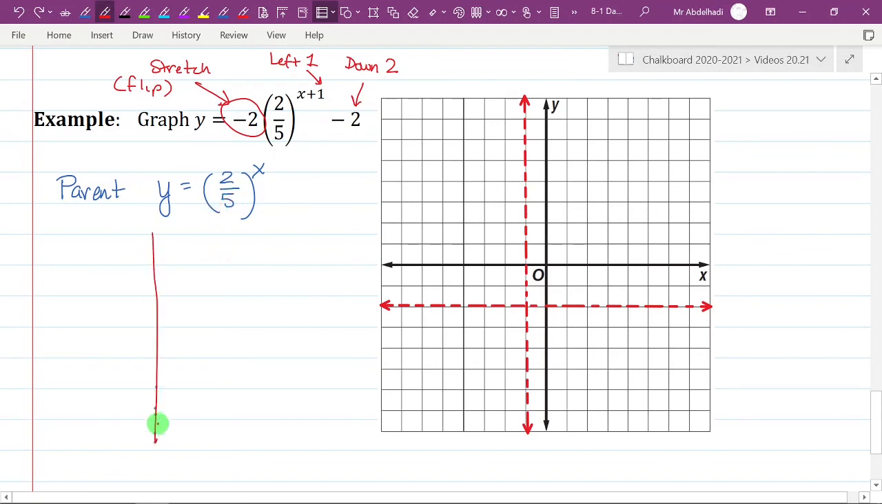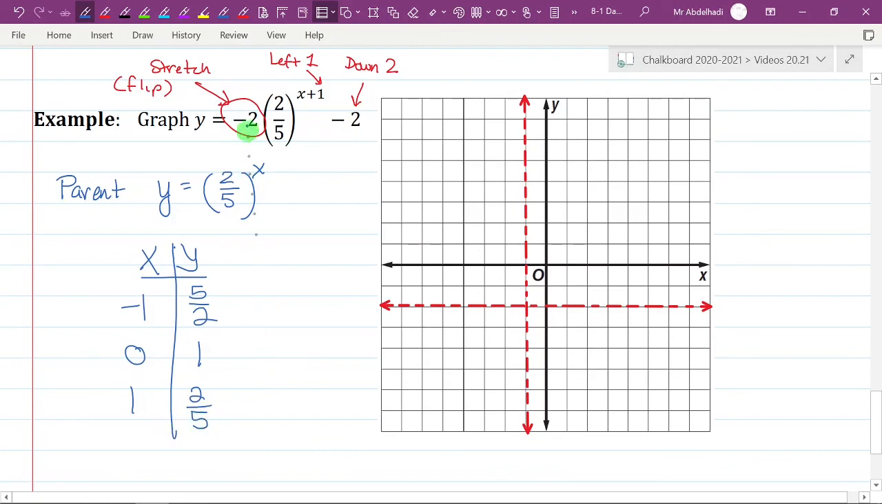So let's see. X and Y, -1, 0, and 1, still the same 3 x's that we're using here. 2/5 to the x, when x is -1, well, 2/5 to the -1 is just 5/2, just flip it upside down. 2/5 to the 0 is 1, because anything to the 0 power is 1. And 2/5 to the first power is just 2/5, it stays the same. So that's done. There is a stretch, the stretch is -2, so you're going to multiply all of these by -2. And that'll take care of the flip, by the way, automatically. You don't have to do anything separate for the flip.